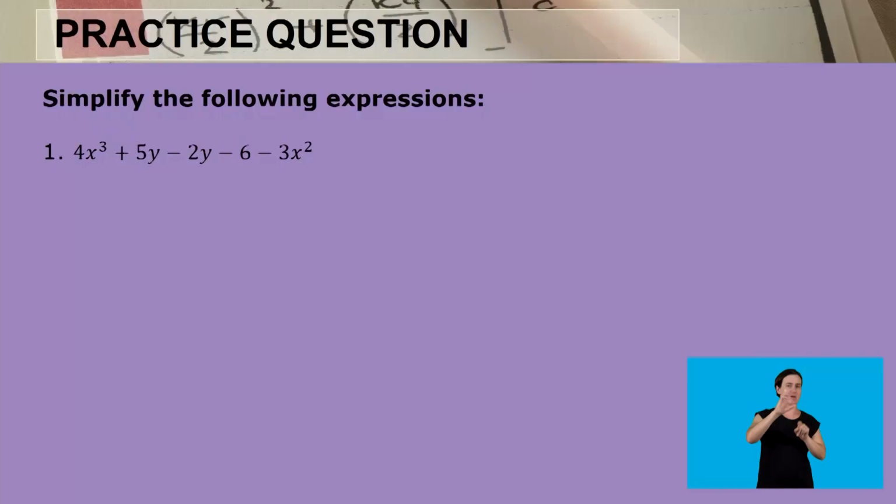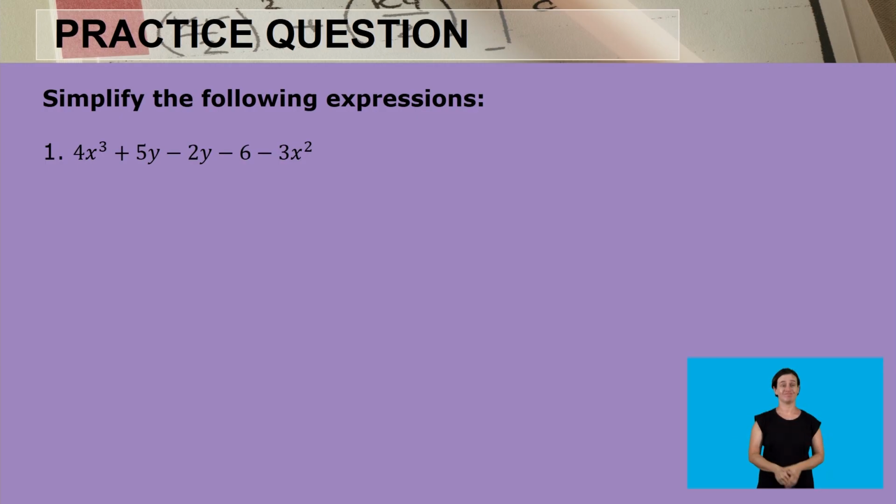The first question there says, simplify the following expressions. Now, before we can simplify this expression, we need to remember that we have to only add or subtract the like terms. Unlike terms cannot be added or subtracted. So we have to now identify which ones are the like terms so that we can add or subtract them. Let's look at this given expression.